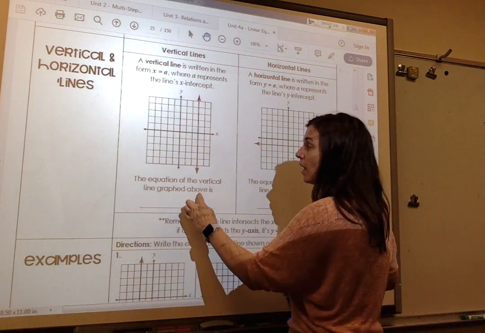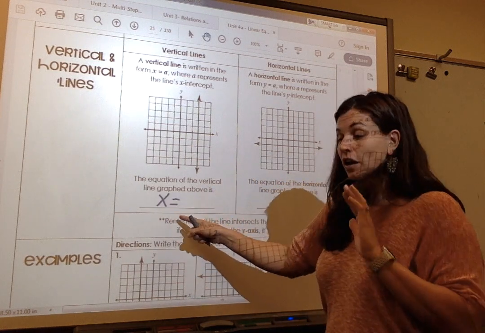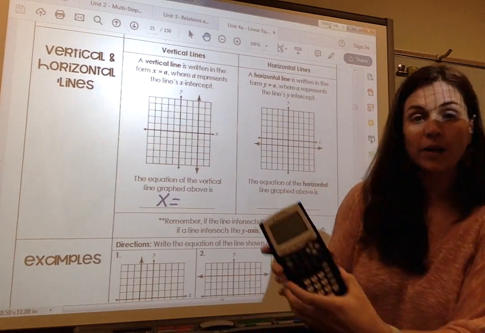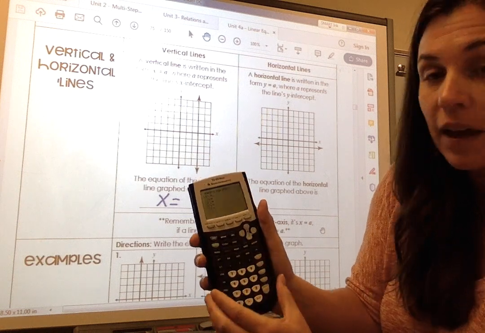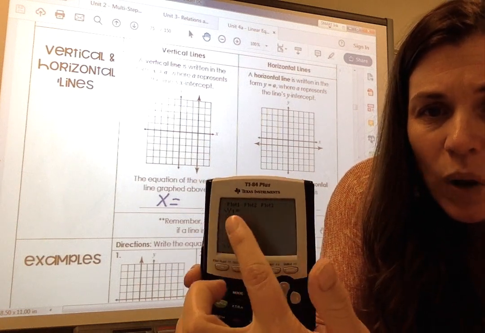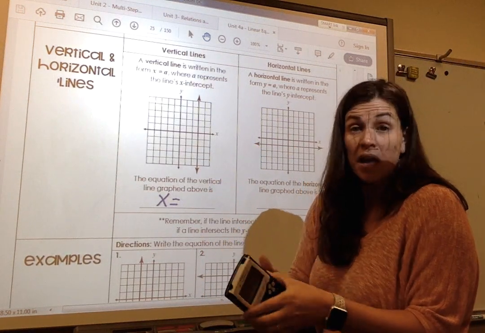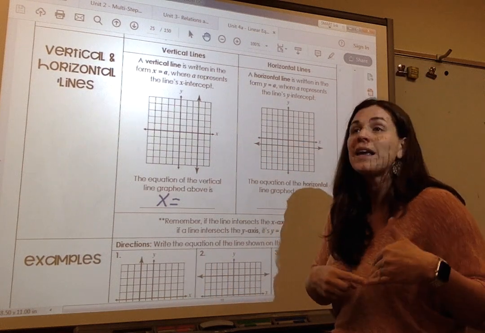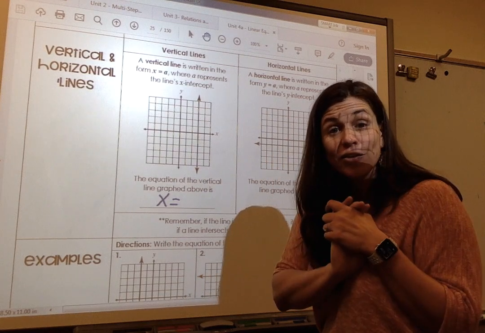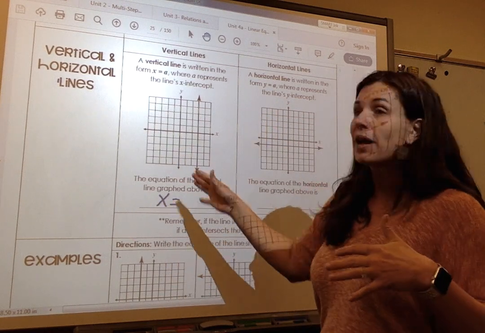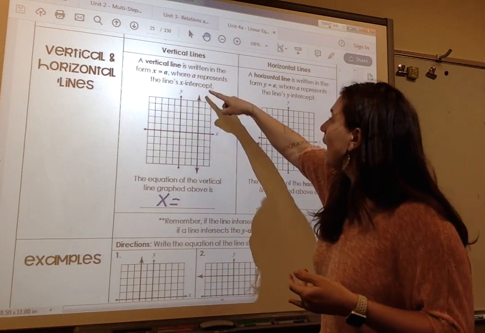So if you have a dead situation, it's going to be in the form x equals something. If I go to my graphing calculator right here and type in y equals, that's how we graph on the calculator. It says y equals, y equals, y equals, y equals. It's not even an option to put in x equals. I can't do it. The graphing calculator only allows you to graph in y equals mx plus b form, slope-intercept form. It's not an option to die. We don't want to die. So it's going to be x equals.